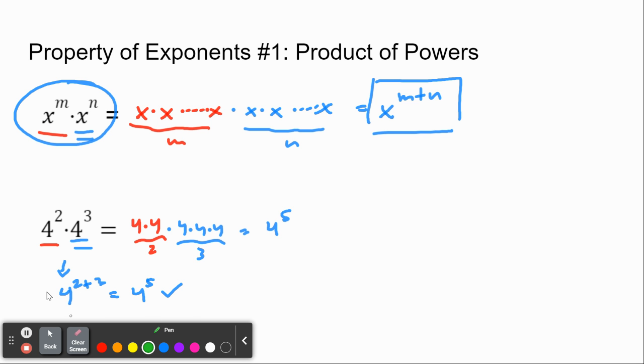Okay, so let me verify that in green. So again, if we take 4 and we add the exponents, that is 4 to the fifth, which is the same as above. So that's your first property. Okay? All right, next.